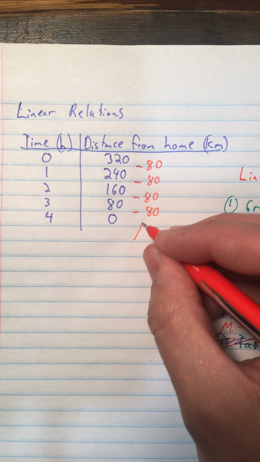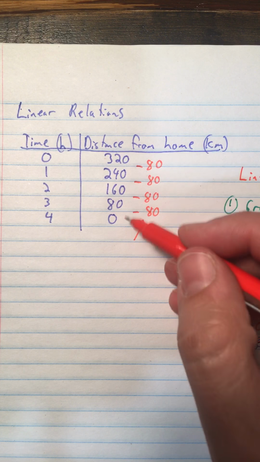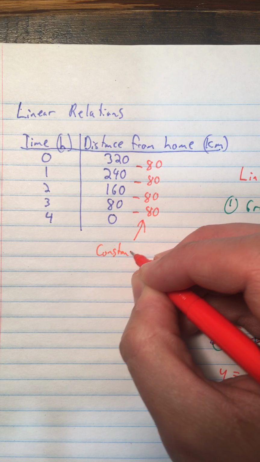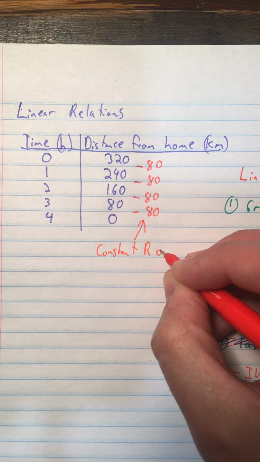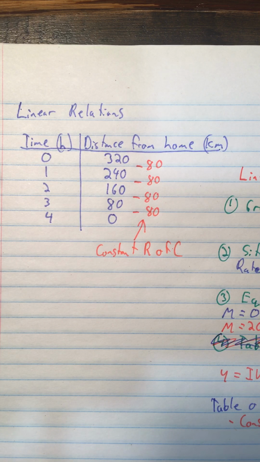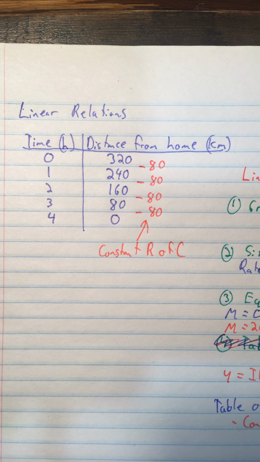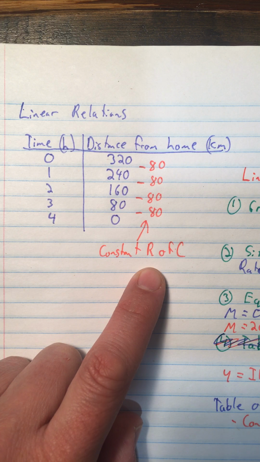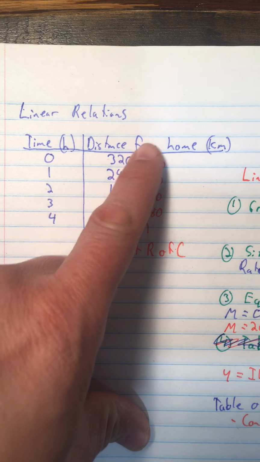This right here, the change in my dependent variable, is my constant rate of change. So we know that this function of me driving home from Mississauga, which is 320 kilometers away, is a constant, it's a linear relation. Okay? We can get into what that 80 means later.